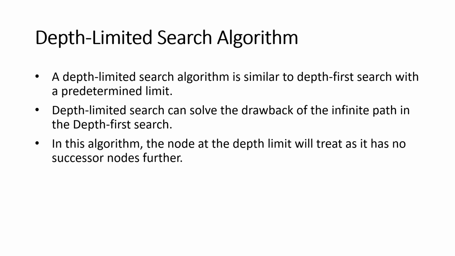So we can consider depth limited search, DLS, as the combination of DFS plus depth restriction. That means nodes beyond depth L are not expanded. Nodes at depth L are treated as leaf nodes, so we are not considering further nodes.